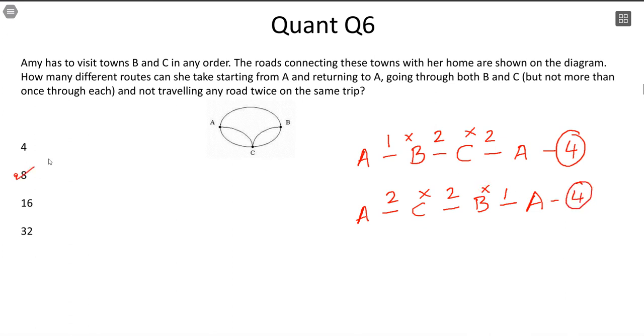Altogether, I will have 8 paths for Amy to travel from A to end up at A, to travel both these cities once and not taking any road more than once. Total paths would be 8. Just count the number of paths that you have between these nodal points, and that should lead you to your answer.